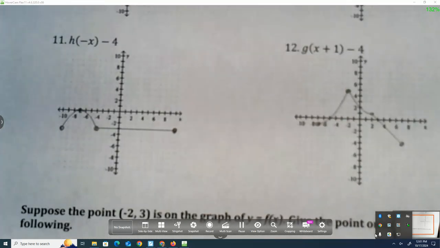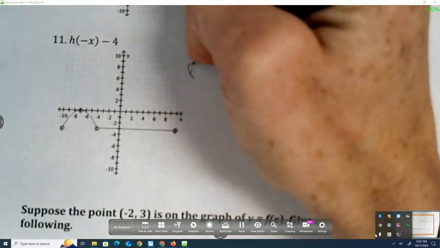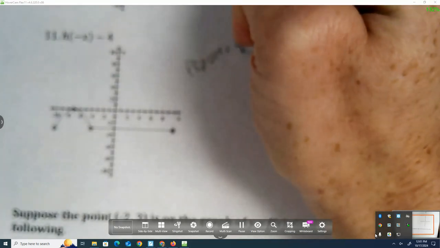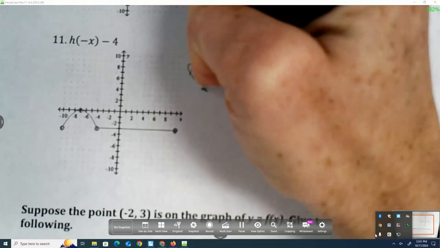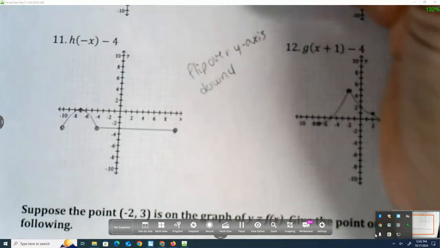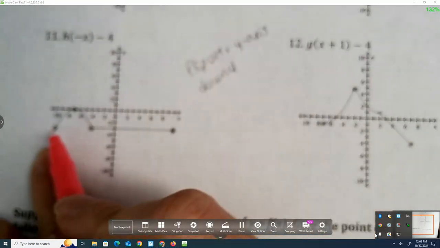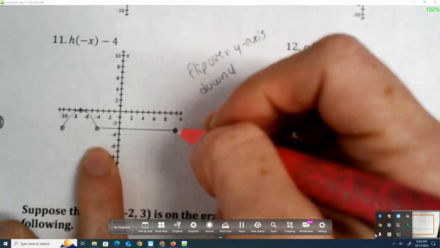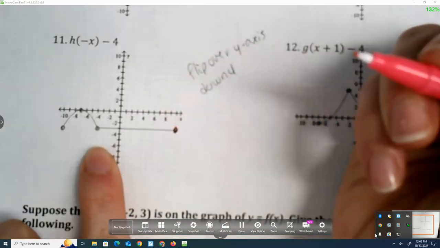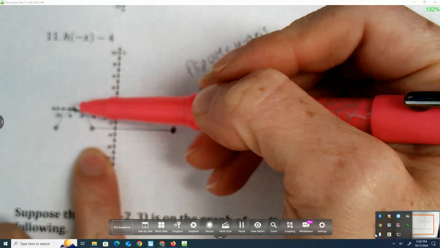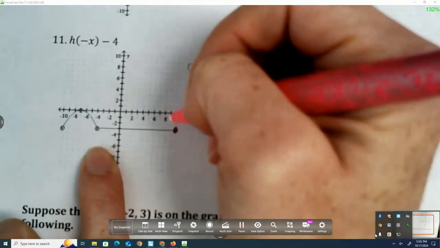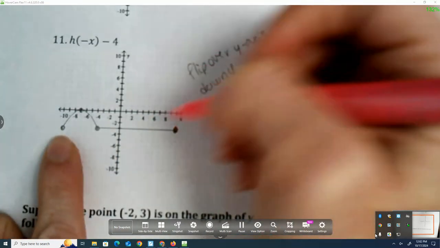The first one, you have a negative on the x, so that flips it over. And the -4 will take it down 4. If you need to, you can write out points. Your x's are going to change. So we have, for instance, this is -10, -3. When you flip it, it's going to go to +10, -3. Okay, this is -7, 0, so it would go to +7, 0. That's what the flipping does. But then we also have to take them down 4.